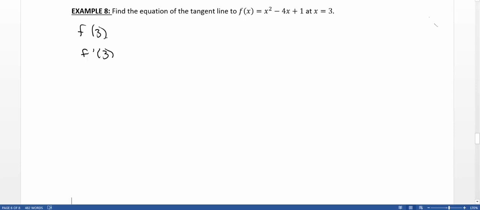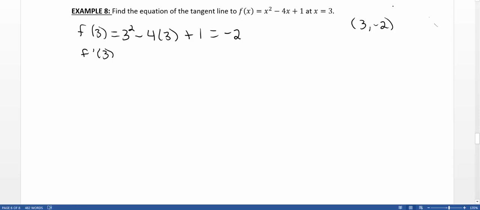F of 3 is going to give us the point that's shared between the tangent line and the function. So f of 3 means I'm going to take 3 and plug it into my given function. So 3 squared minus 4 times 3 plus 1. That's 9 minus 12 plus 1, which gives me negative 2. So f of 3 equals negative 2, or we can write the coordinate point 3 comma negative 2. That's the point where the tangent line touches.